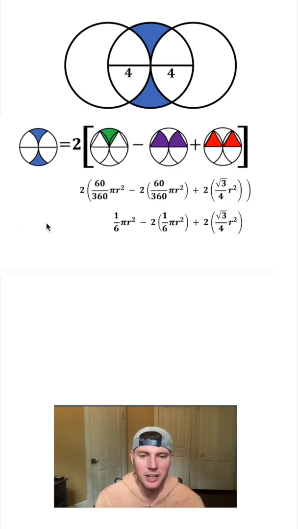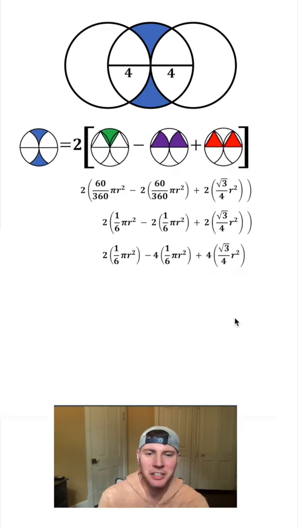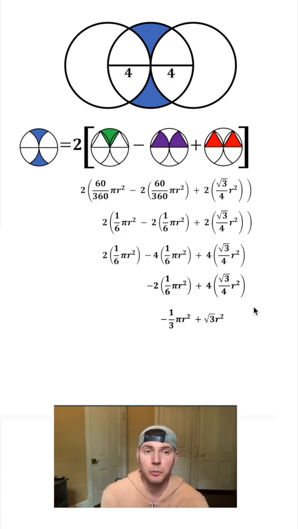And then we can bring this down and we can bring down the 2. Now let's distribute the 2. 2 times this is just 2 times that. 2 times this would then be minus 4 times that. And then 2 times this would be plus 4 times that. Let's bring the red part down, and then 2 of something minus 4 of something is negative 2 of that something. And then negative 2 times 1/6 is negative 1/3. And this 4 and this 4 are going to cancel each other out, leaving us with root 3 r squared.